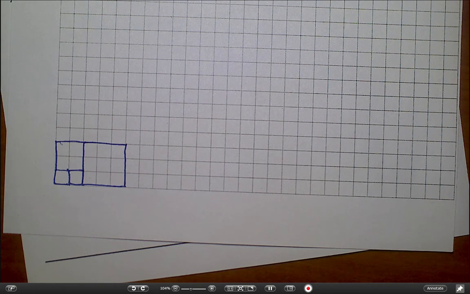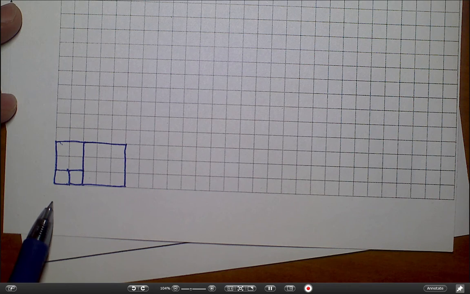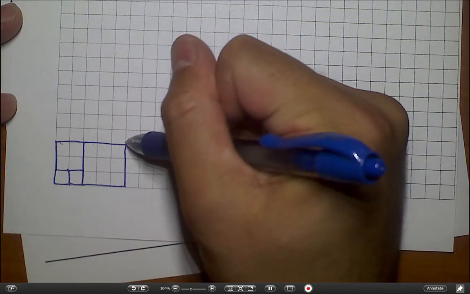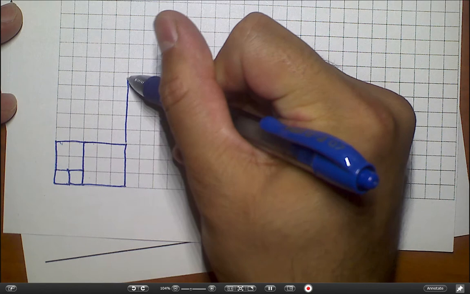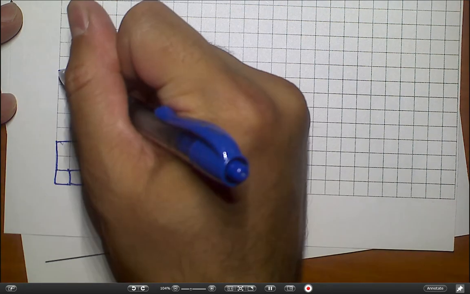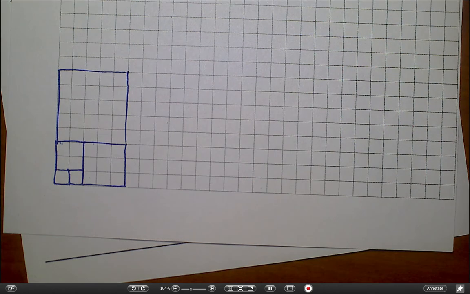5 by 5. 5 by 5. And where's it going to go? On top. I see. 1, 2, 3, 4, 5. Oh, look. 5 by 5. How big do you think the next one's going to be?